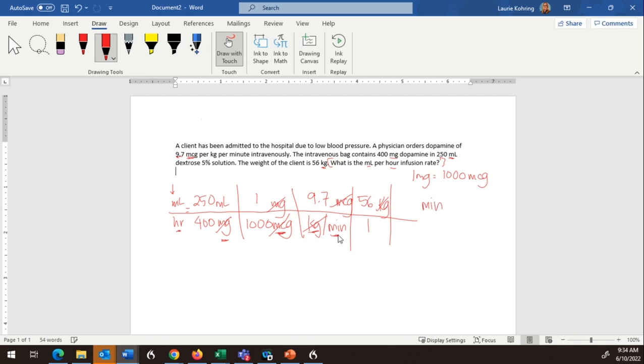So I'm going to put minutes up here, look for it in the question, and I don't see it anywhere. So now, again, I'm going to use common conversions that I can think of to get from minutes to hours. So I know that there's 60 minutes in 1 hour, so I'm going to go ahead and put that in here. And now I'm left with hour on the bottom and milliliter on the top, and that's what I needed over here. So I know I can stop pulling things from the question and multiply across and divide by the bottom.